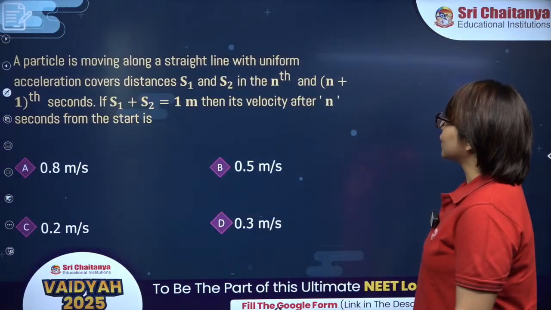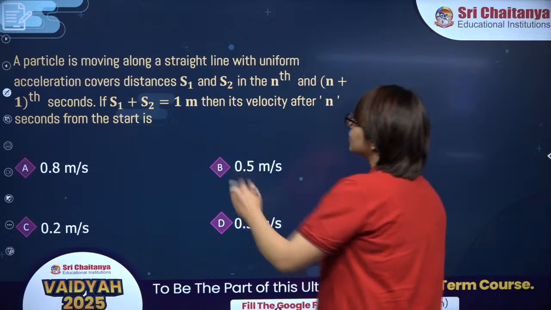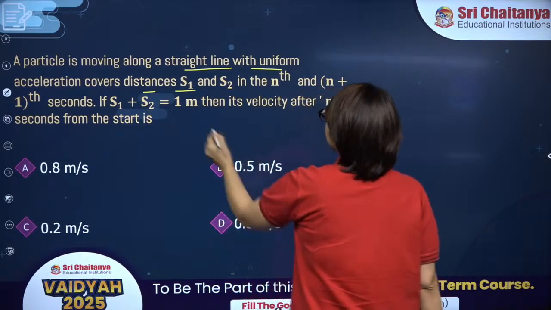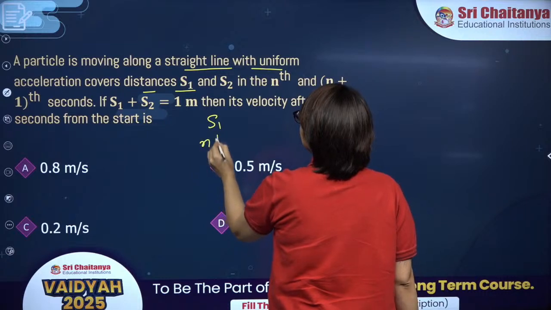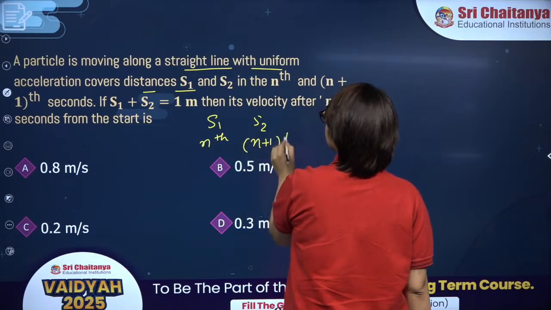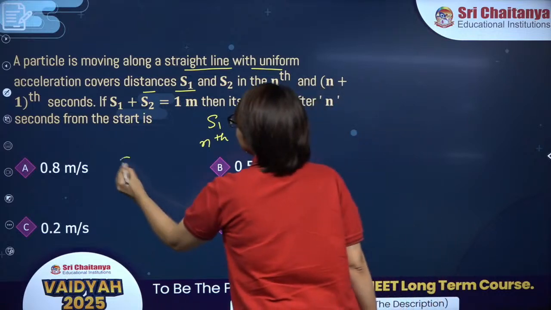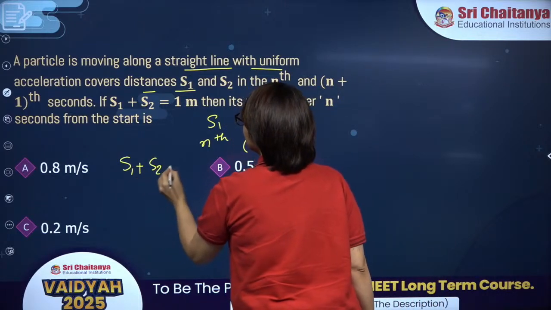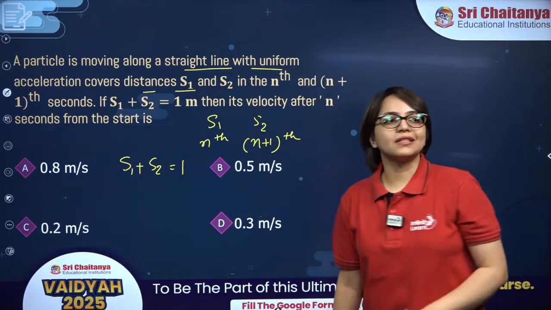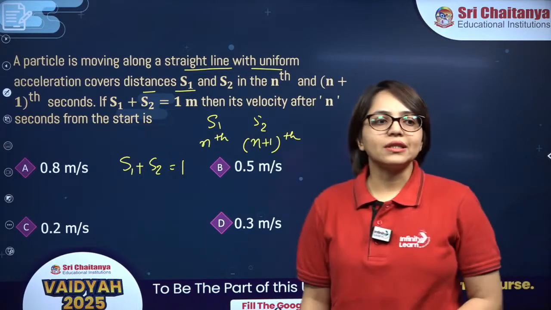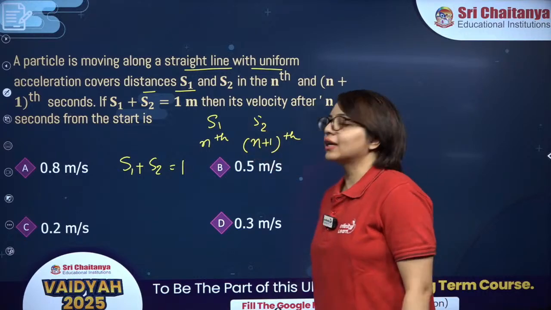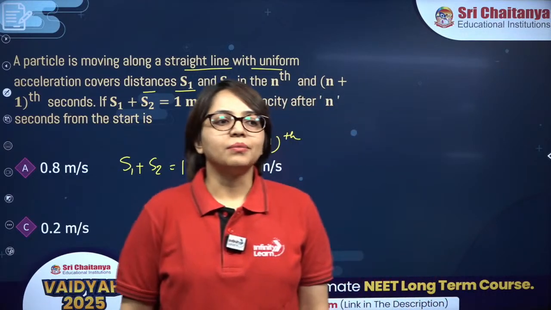Alright, so let's start with question number 1. A particle is moving along a straight line with uniform acceleration, covers s1 distance in nth second and s2 distance in n plus 1th second. And it is given that s1 plus s2 is equal to 1 meter. Then its velocity after n seconds from the start is. What is the velocity of this particular body after n seconds from the start? Please try this one.